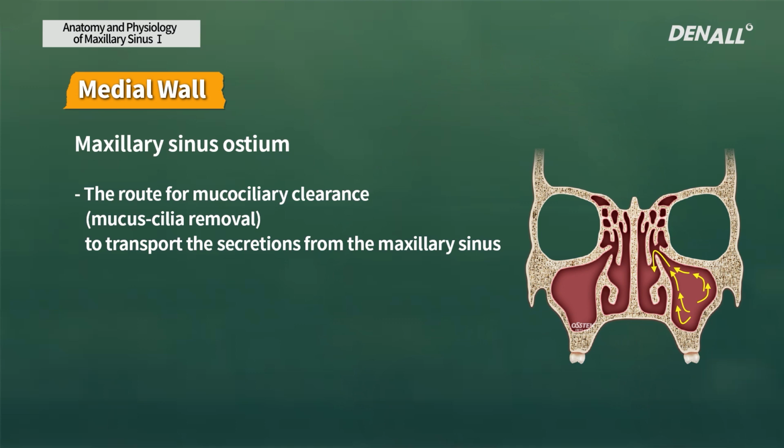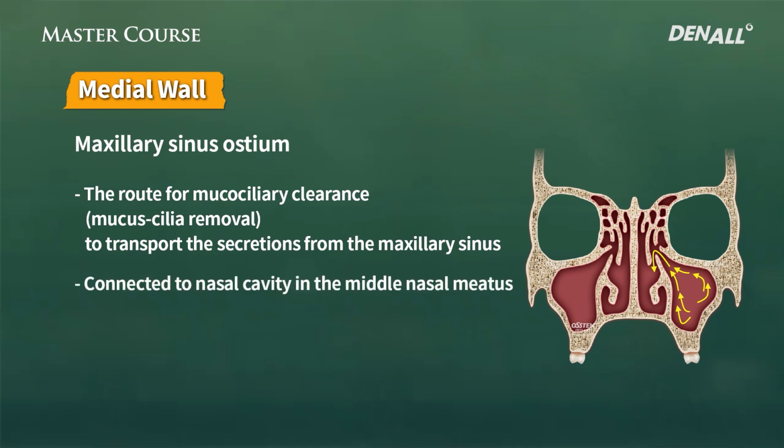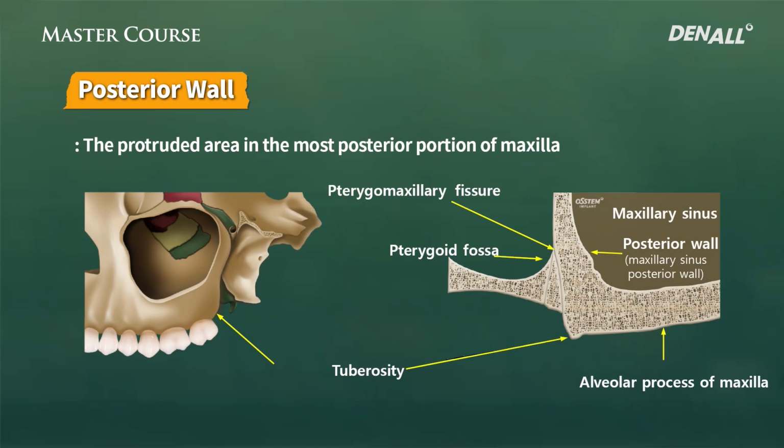The maxillary sinus ostium is the route for mucociliary clearance to transport the secretions from the maxillary sinus to the nasal cavity. As I said before, it is between the inferior turbinate and ethmoid bone for the drainage to the middle nasal meatus. Next, posterior wall. It is in front of the pterygoid plate. During surgery, I don't think you can easily access there, and you don't really need to go there as well.